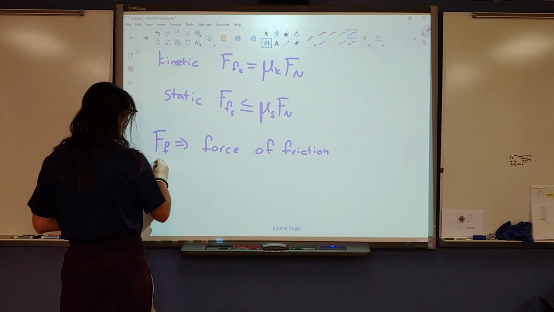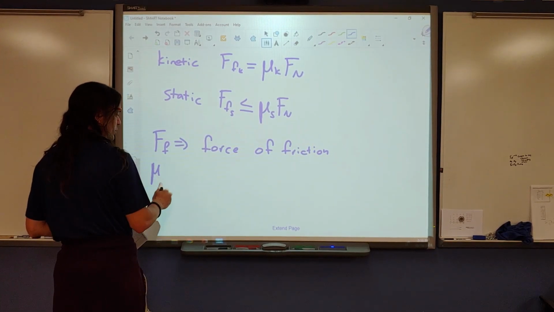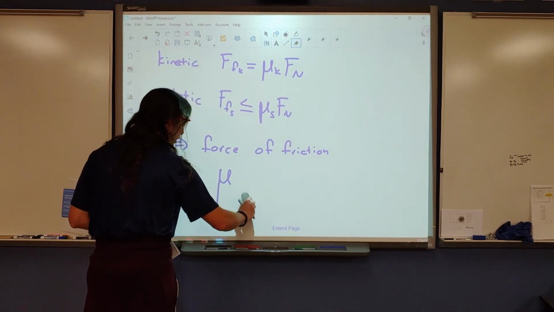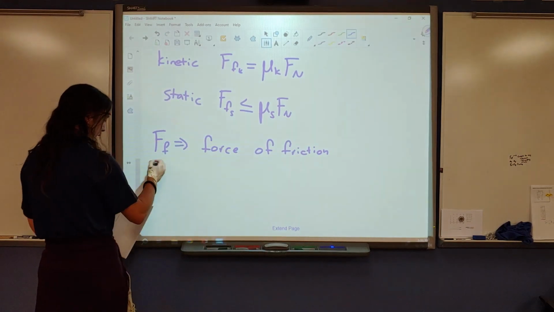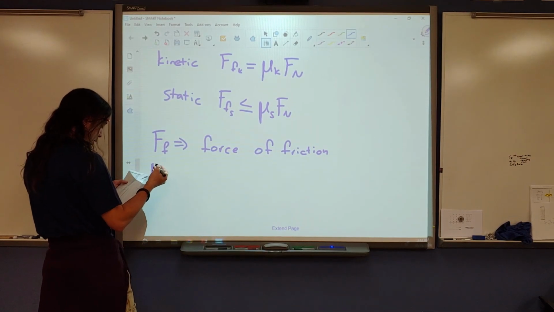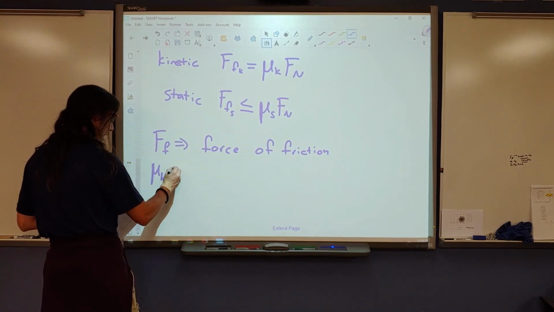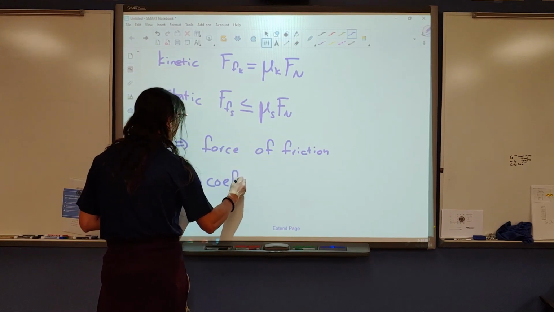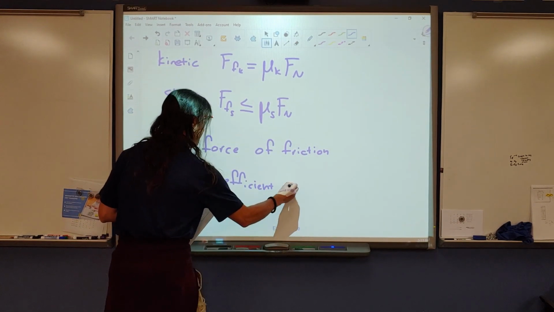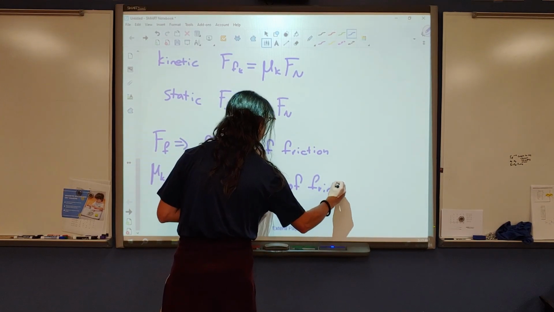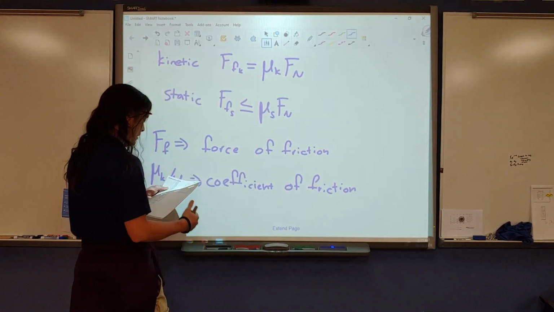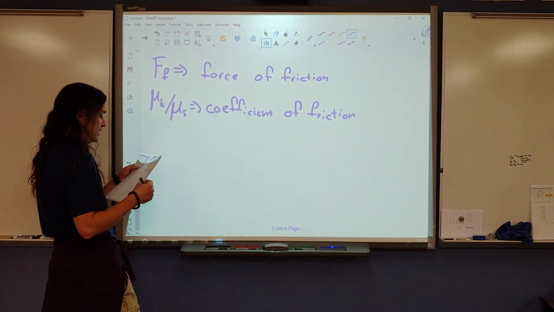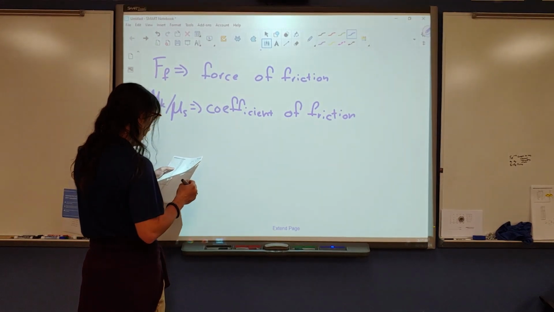Okay, let's see. We've also got that weird Greek letter. Now the easiest way to draw this is actually to draw a lowercase u and then put a tail on the front. That's the easiest way to represent and draw this character if you're not familiar with Greek. Mu sub k or mu sub s is something called the coefficient of friction. Now mu sub k would be identified as the coefficient of kinetic friction, and mu sub s would be identified as the coefficient of static friction, the two types of friction you might encounter.